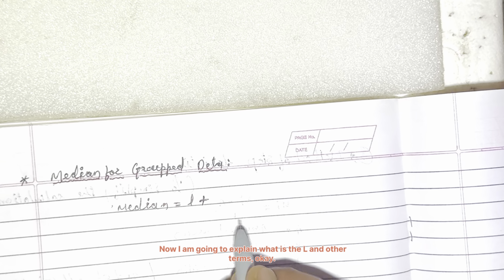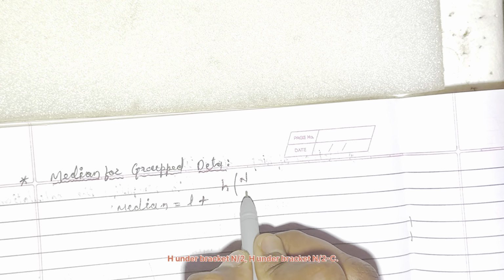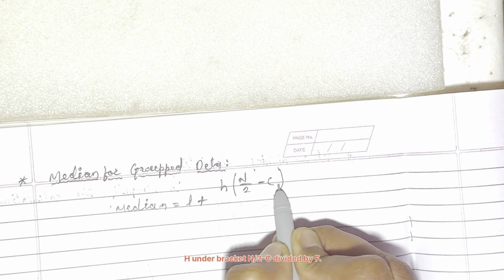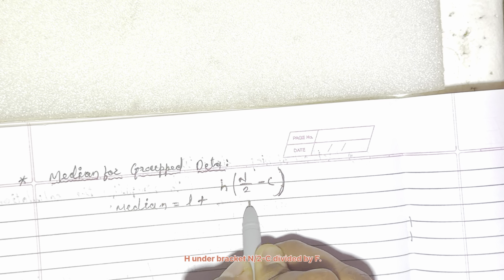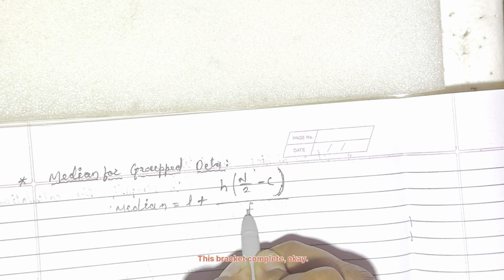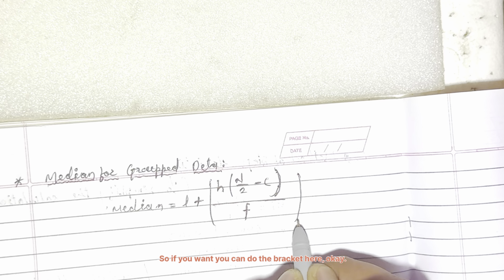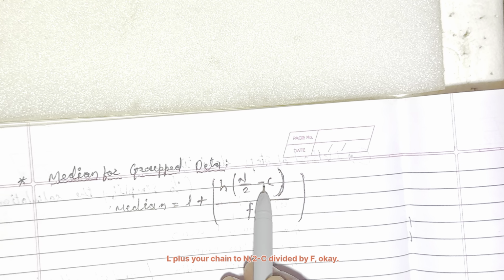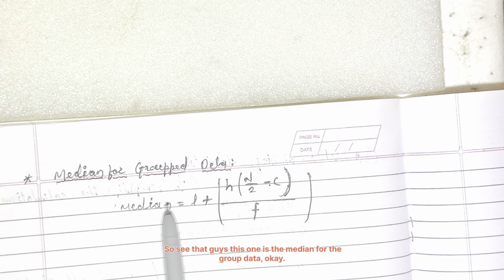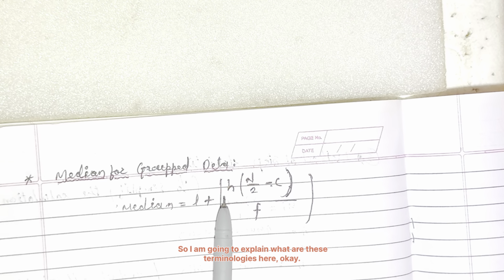Median equals L plus H under bracket n by 2 minus C divided by F. This bracket complete. Okay, so if you want, you can give the bracket here. Okay, L plus H into n by 2 minus C divided by F. Okay, so see that guys, this one is the median for the grouped data. Okay, so I'm going to explain what are these terminologies here.